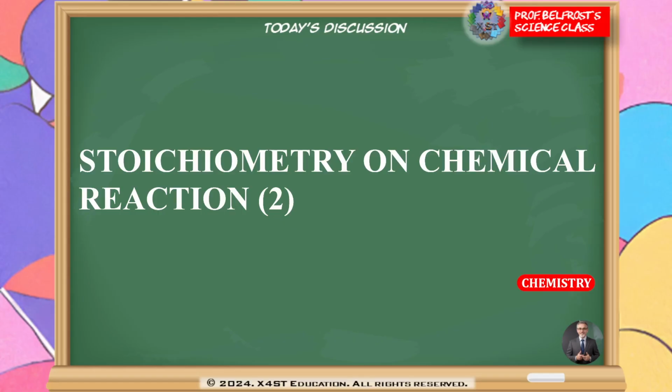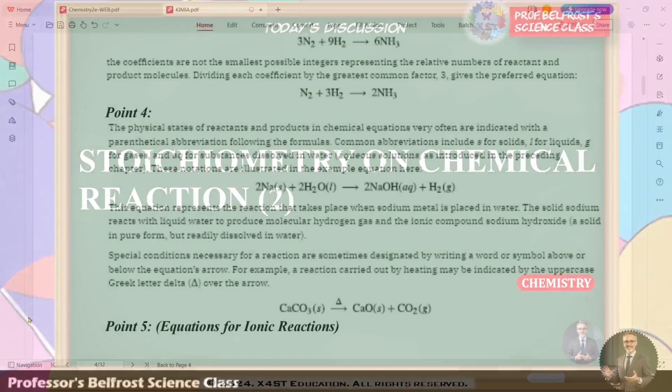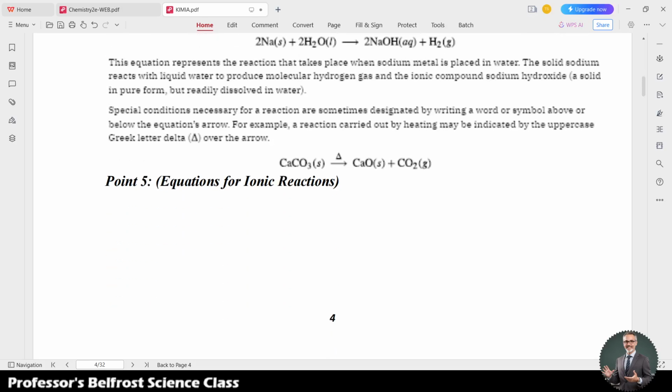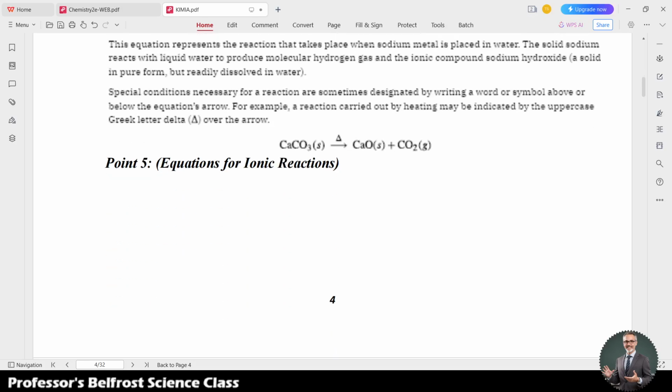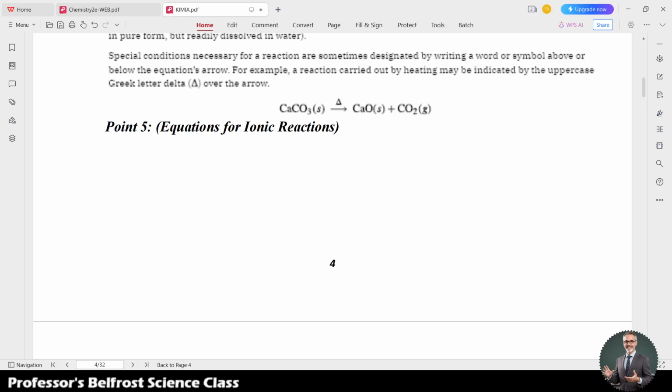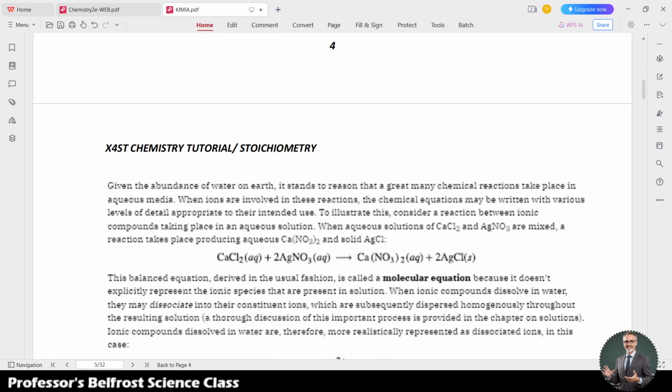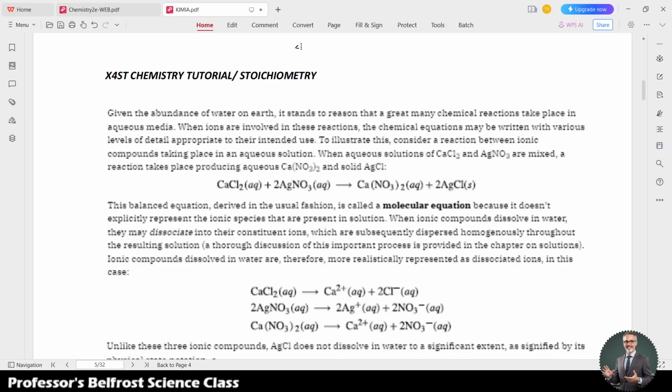Okay, so this is the second lesson on the chapter of stoichiometry on the chemical reaction. So let's continue from our last episode, which is here. Okay, this is point five. Now we enter point five. So actually we have some reactions to deal with, and the first one is ionic reaction. Later we'll also see about redox, reduction and oxidation. The first one we'll deal with today is the ionic equation.